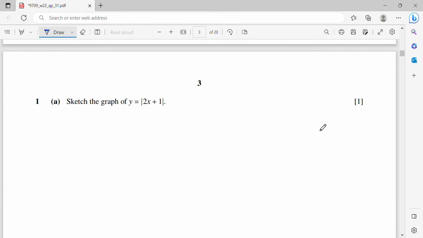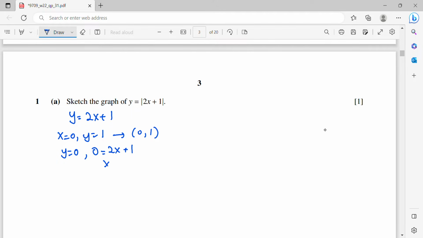Now, first question, 1a, sketch the graph of y equals modulus of 2x plus 1. To sketch the modulus graph, first of all, we will ignore the modulus sign, which means we are sketching y equals 2x plus 1. When x equals 0, y will be 1, so we get the first point with coordinates (0, 1). Now when y equals 0, 0 is 2x plus 1, therefore x is going to be negative half. So our second point has coordinates (minus half, 0).